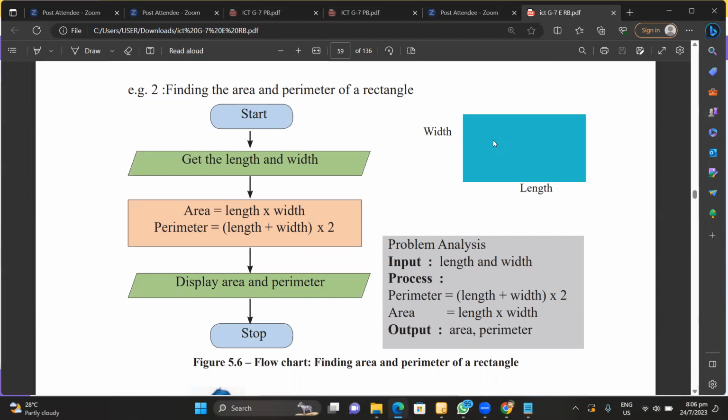Finding the area and perimeter. Get the length and width, then multiply them and find the area. Get the length and width, add them and multiply by 2.